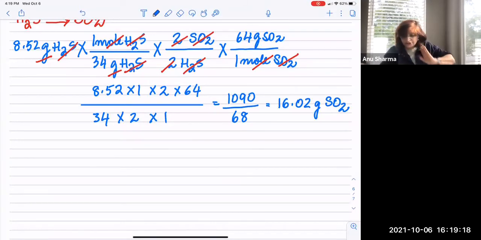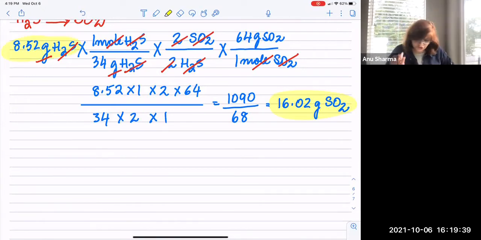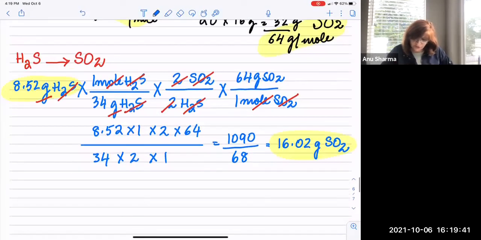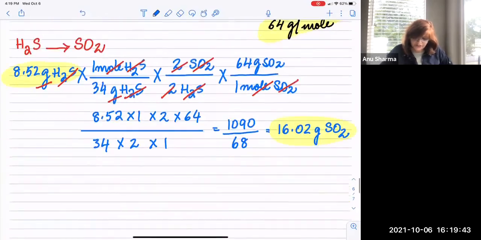Okay, so I finished these calculations. We see that 8.52 times 1 times 2 times 64 divided by 34 times 2 times 1 gives you 1090 divided by 68. That is 16.2 grams of sulfur dioxide produced when 8.52 grams of H2S is used. So that's one piece. Now let's continue on with the oxygen and sulfur dioxide.